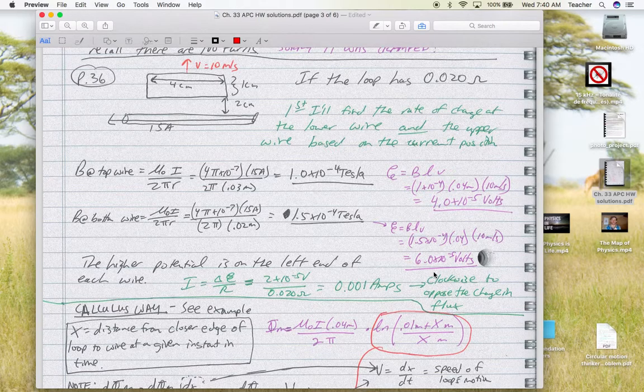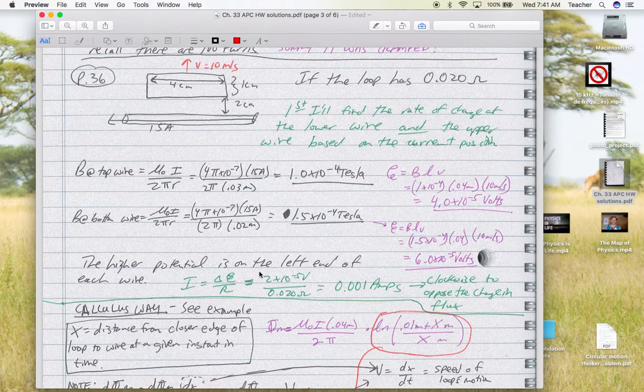So they're both generated in a way that they would oppose the change of that flux, but because this one's closer and has a stronger field at this instant, it's going to generate a stronger voltage. So the higher potential here is going to be at the left end of each wire. So really the left end of the bottom wire is going to push around this left end of the top wire. And I can figure that out.